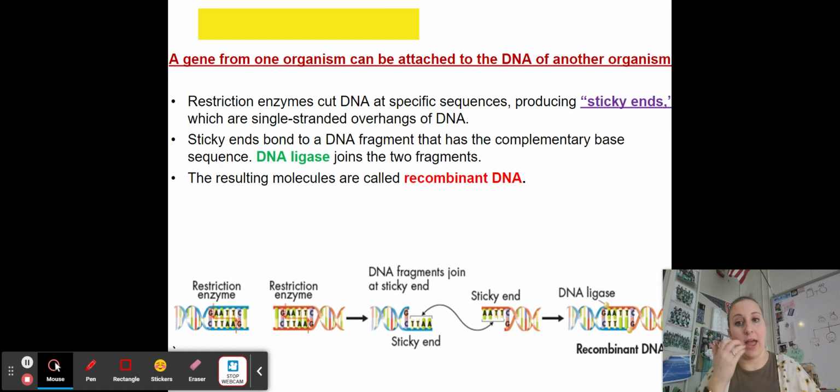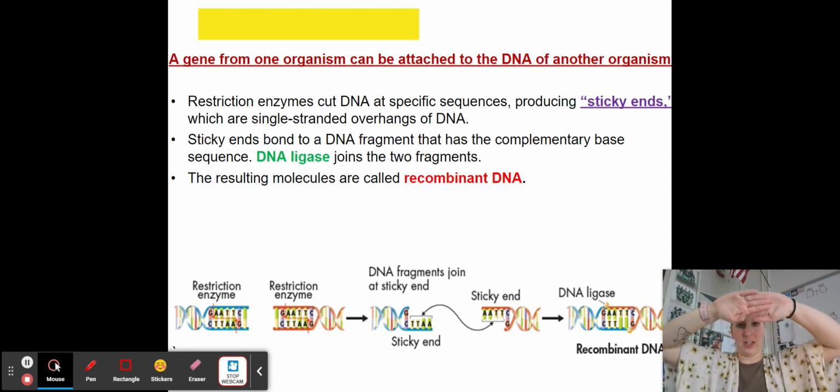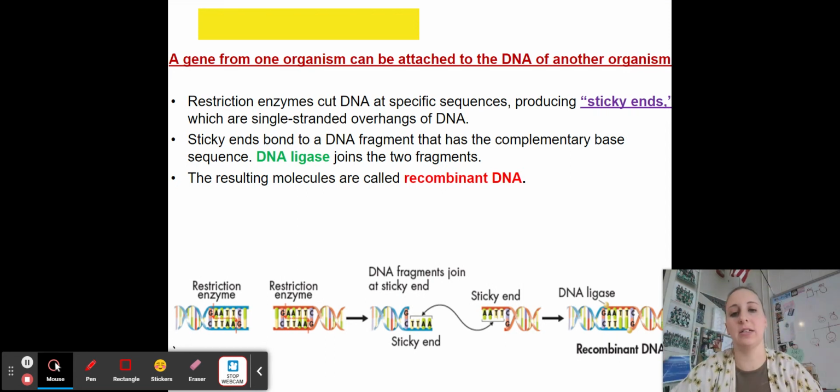Using that same idea of PCR, a scientist could then take that specific section that we're looking at, cut it, and that produces the sticky ends. The sticky ends can then go to a complementary base sequence from another organism. DNA ligase binds them together, and when we do that, we call it recombinant DNA. So this is where you take two DNA strands and glue them together to make a new DNA strand.